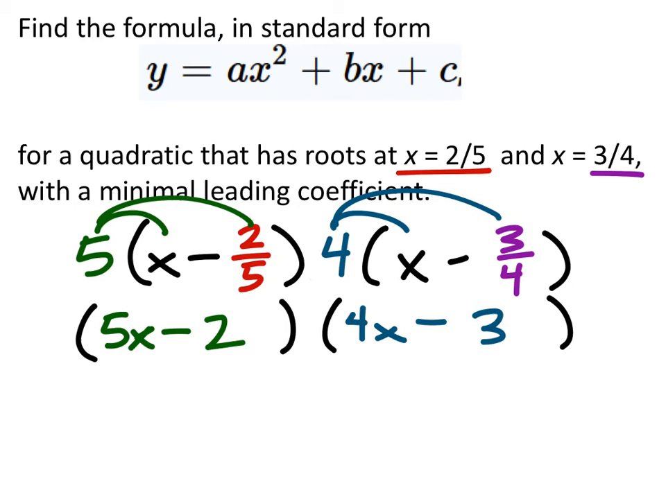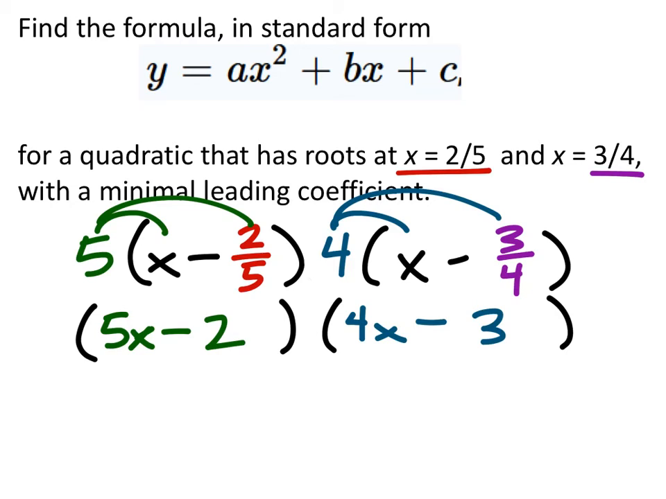So these are the two, and this is going to minimize that leading coefficient because we're just getting rid of the denominators and the fractions. Okay, I mean, you could find multiples of it, which would be great, but this is how we get to the smallest leading coefficient. Okay.